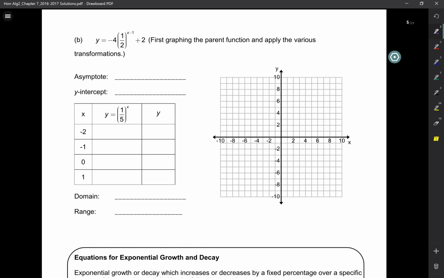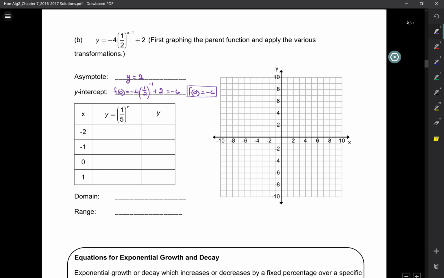So look at this one. What does that +2 do to the graph? So what's the y-intercept? What's the asymptote? Y equals 2, right? And the y-intercept is f of 0, which is -4 times 1/2 to the -1 plus 2. How much is that? This is -4 times 2, which is -8, plus 2 is -6. Right, f of 0 is -6.